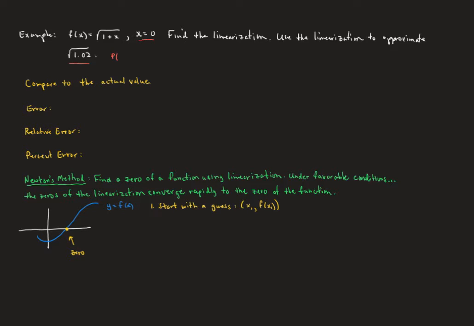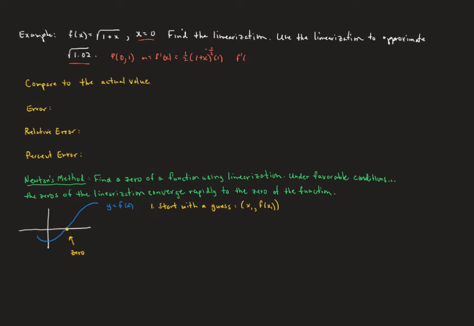So our point is going to be, we're going to plug 0 into our function. 1 plus 0 is 1, square root of 1 is 1. So our point is 0, 1. Extra convenient because that's actually the y-intercept. Now the slope, we know, is going to be the derivative evaluated at 0. So first let's find the derivative. That's a chain rule derivative: 1/2 times 1 plus x to the negative 1/2 times the derivative of the inside function, which is just 1.